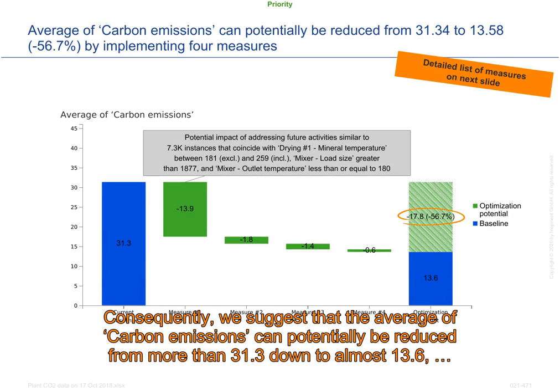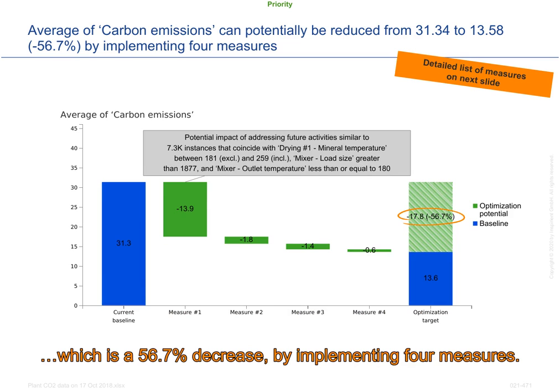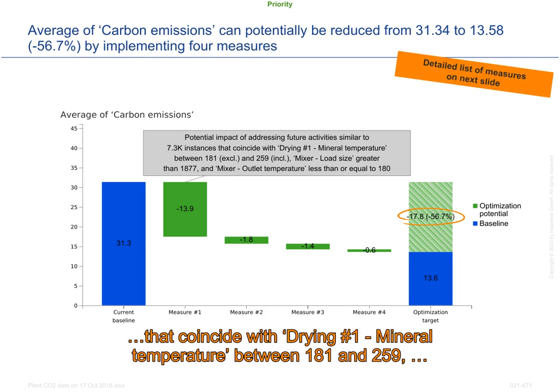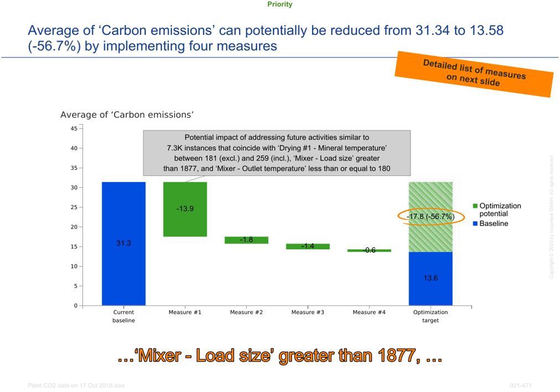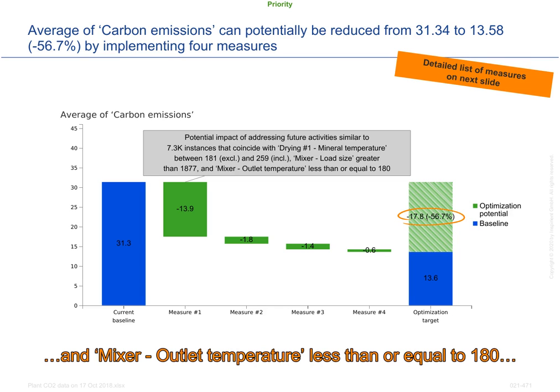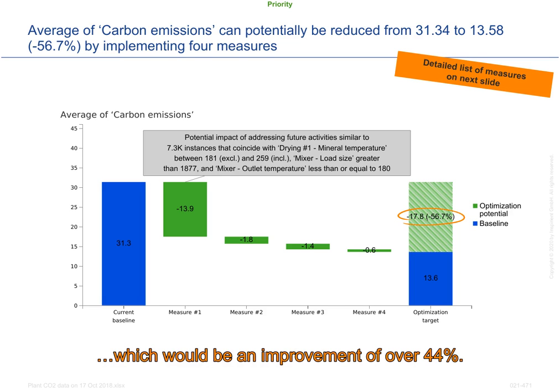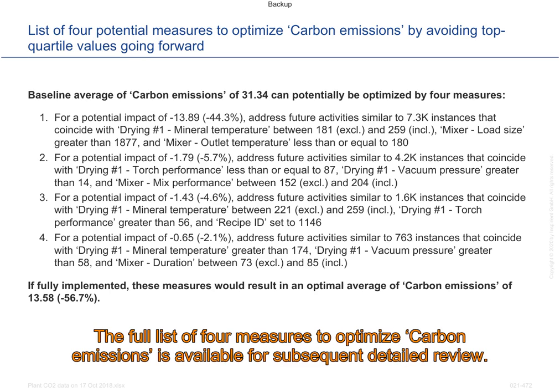Consequently, we suggest that the average of carbon emissions can potentially be reduced from more than 31.3 down to almost 13.6, which is a 56.7% decrease, by implementing 4 measures. For example, addressing future activities similar to the more than 7.3 thousand instances that coincide with drawing number 1 mineral temperature between 181 and 259, mixer load size greater than 1877, and mixer outlet temperature less than or equal to 180 has a potential impact on the average of carbon emissions of almost minus 13.9, which would be an improvement of over 44%. The full list of 4 measures to optimize carbon emissions is available for subsequent detailed review.